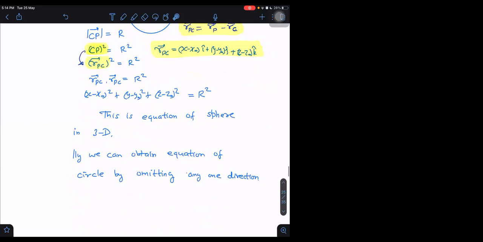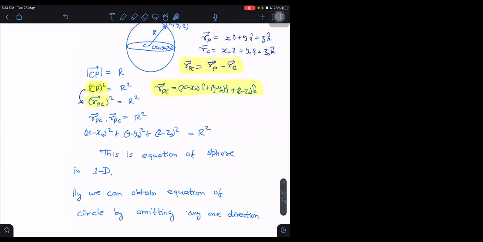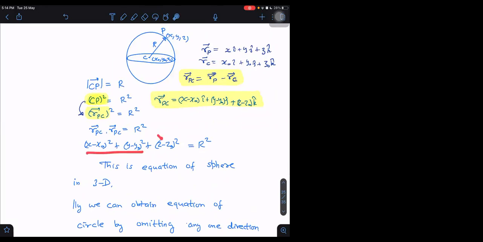Similarly, we can obtain the equation of a circle by omitting any one direction. If I want to draw the circle in the xy plane, then I have to just remove this, and I will be getting x minus x naught square plus y minus y naught square is equal to r square. That is the equation of the circle in how many dimensions? 2 dimensions, 2D, in the xy plane. Can I get the equation of a circle in the yz plane? Yes. I have to remove this.